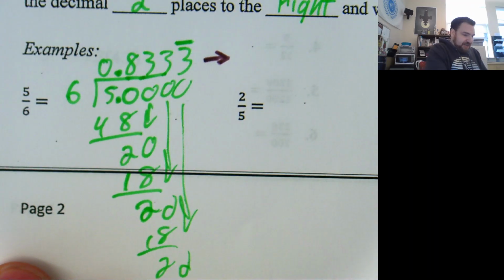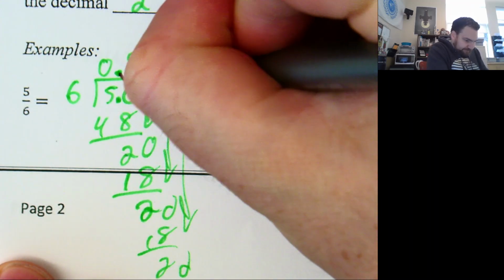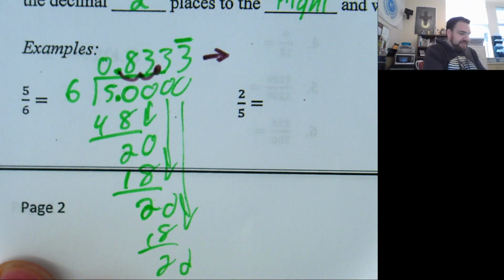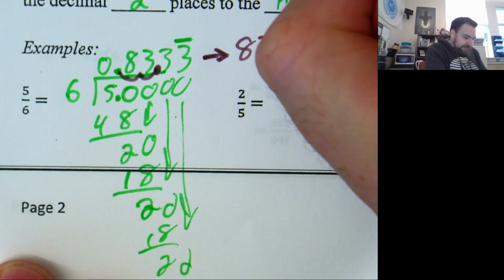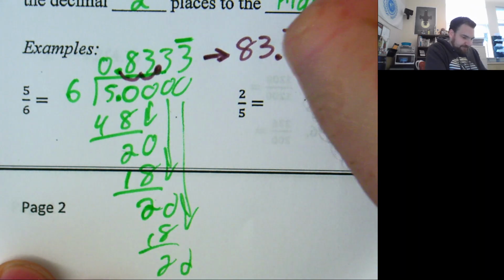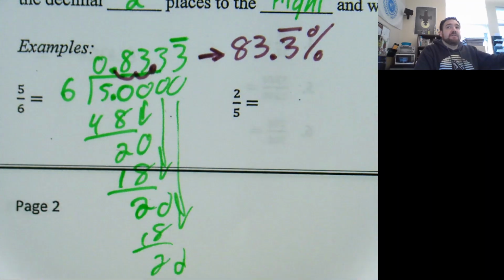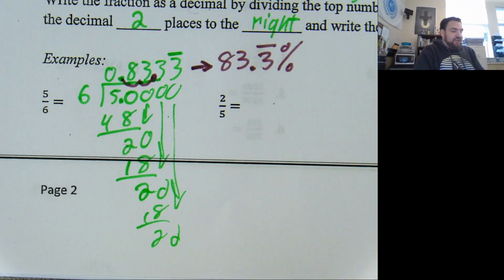If I want this as a percentage, I move the decimal twice to the right. And this thing's going to become 83.3 repeating percent. That's what that's going to look like. If you have to long divide, that's the way you're going to do it.